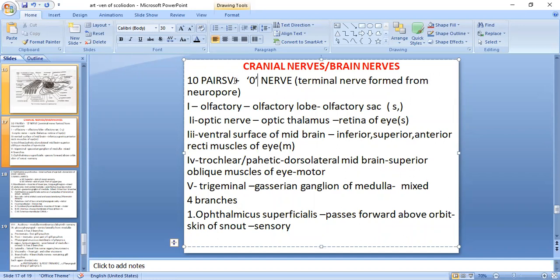We still say 10 pairs of cranial nerves, but when studying, it is 10 plus 1, where the one before the first is the zero nerve. It is known as the terminal nerve, formed from the neuropore of the ventral part of the cerebrum. The first nerve is the olfactory nerve. I will show you all of this in the diagram.